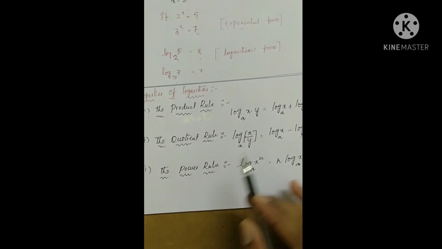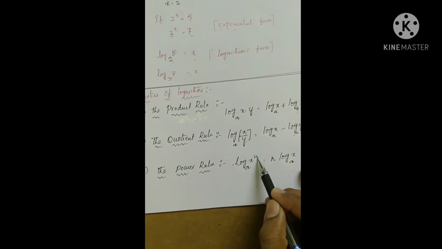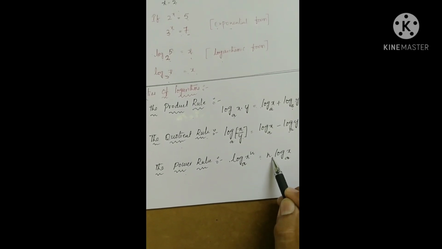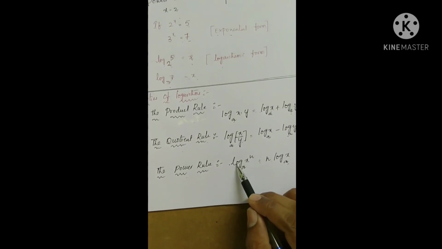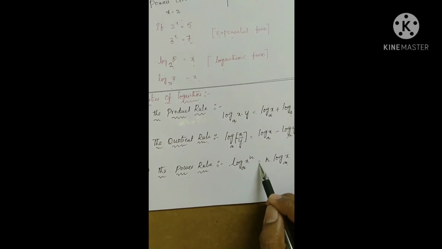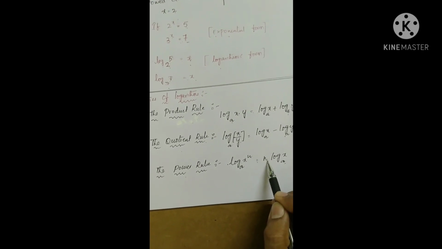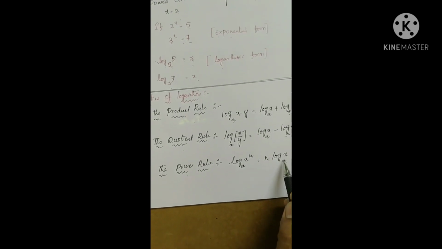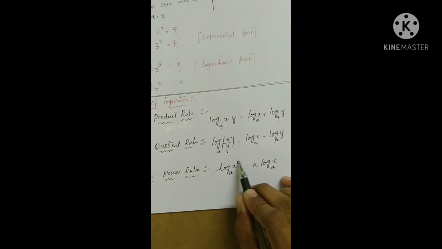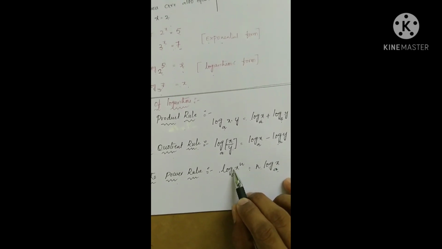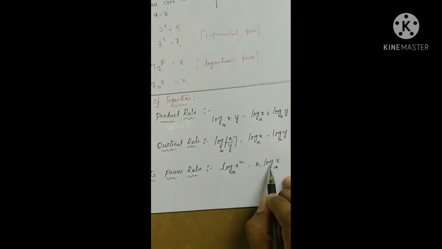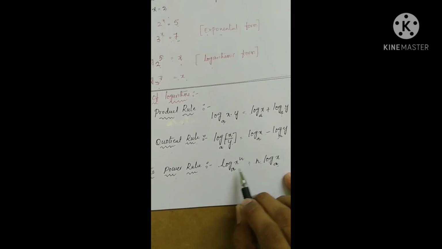In the power rule, log x to the power n, with base a, is equal to n times log x with base a. Here the power is shifted in front of the log.